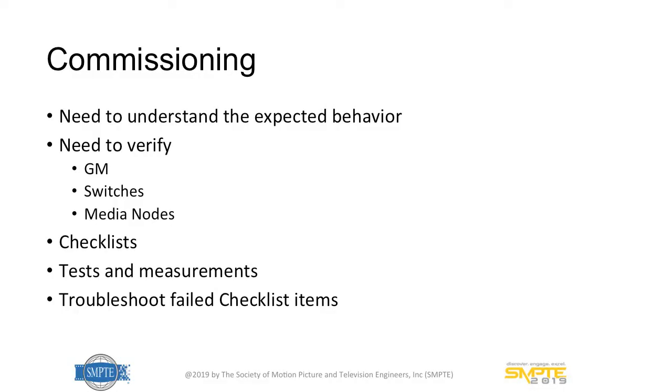So in our commissioning, it's very important to understand the behavior of your system. This may sound obvious, but you need to think at a very detailed level: what is the expected behavior I want? How should my system be working? Which we'll come back to later. You're going to need to verify that the grandmasters are working properly, the switches are all configured and working properly, and all your media nodes are working properly. You're going to have various checklists, because there are a lot of different things you want to check and verify. There are going to be lots of different tests and measurements to make sure everything's working properly. And if you do have failed items in your checklist, you're going to have to go back and troubleshoot them.